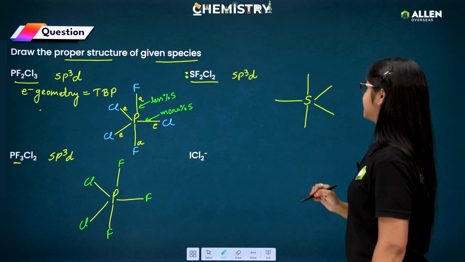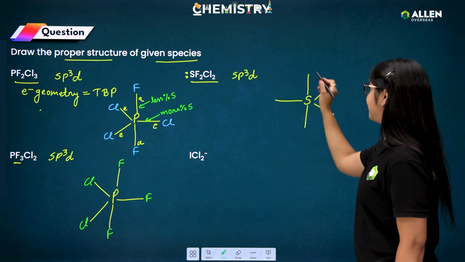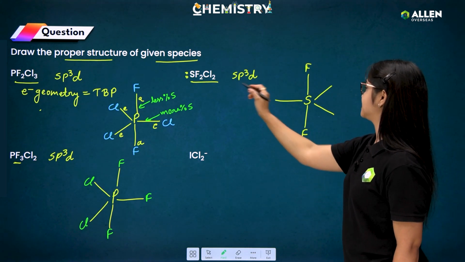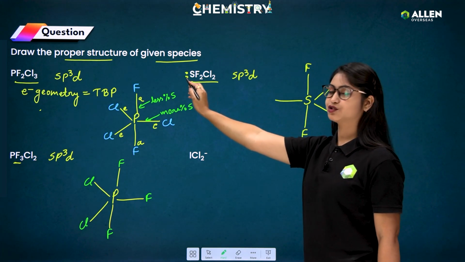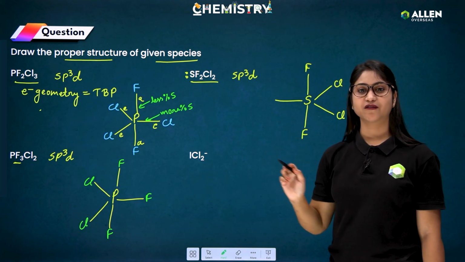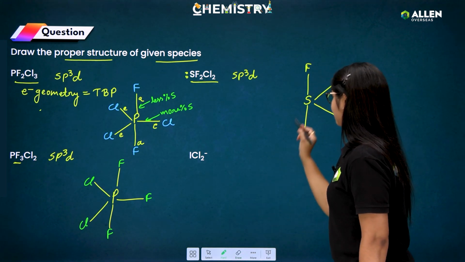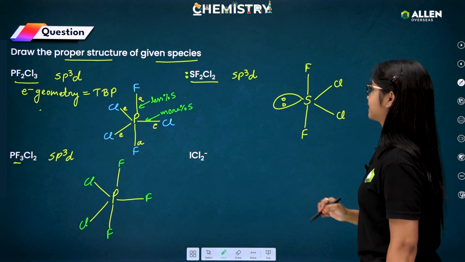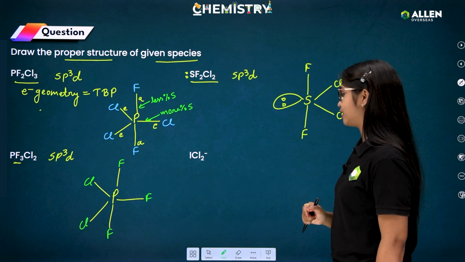This is the TBP geometry, right? So again we have fluorine. Fluorine will be placed at axial position, and chlorines will be placed at equatorial. Now we have one lone pair. We know in TBP geometry we have to place the lone pair along the equatorial position. So here we are going to place the lone pair along the equatorial position. So this is the proper geometry of SF2Cl2 molecule.